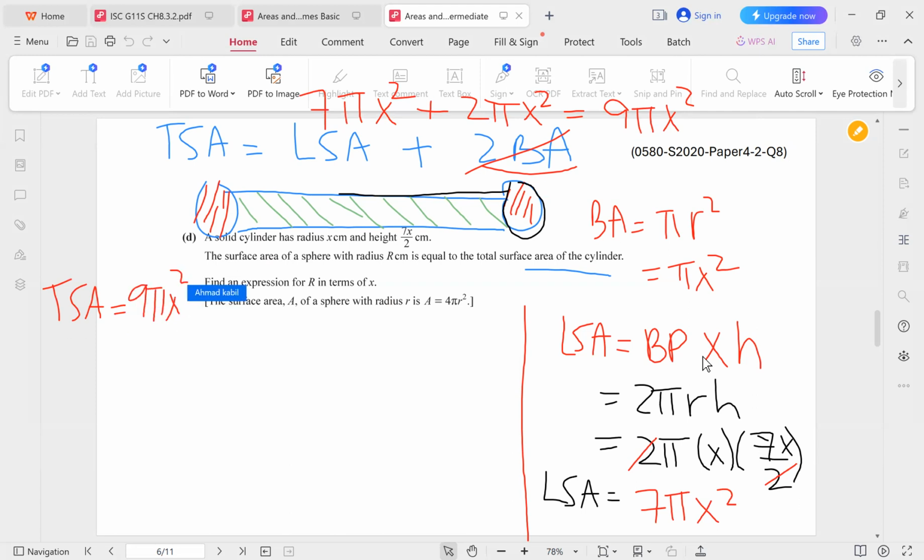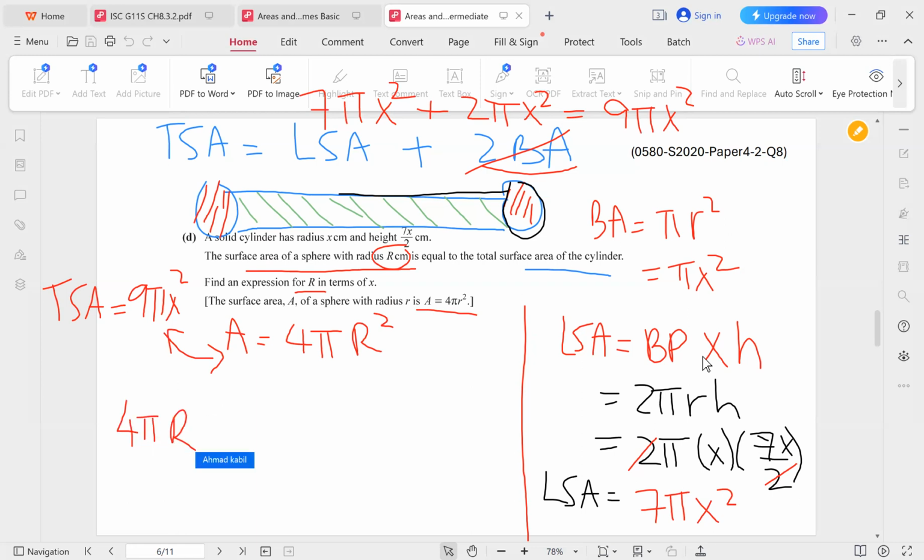And we are told that this total surface area is equal to the surface area of a sphere with radius r. And we are given the formula for the surface area of a sphere with radius r. So A is equal to 4 pi r capital squared. And these two are equal to each other. We want to find r in terms of x. So this should be pretty simple. We just say 4 pi r squared equals 9 pi x squared. We can cancel pi and pi.